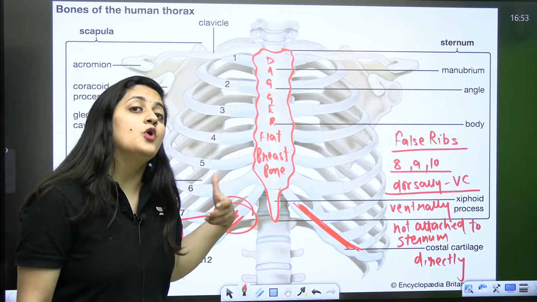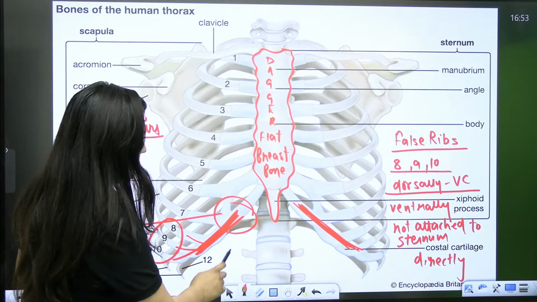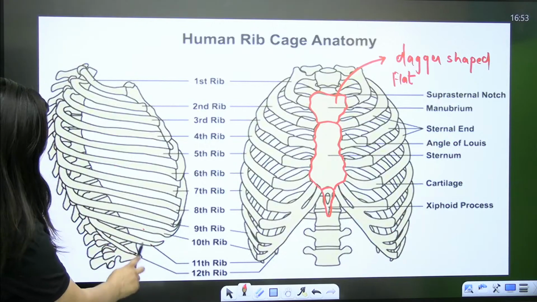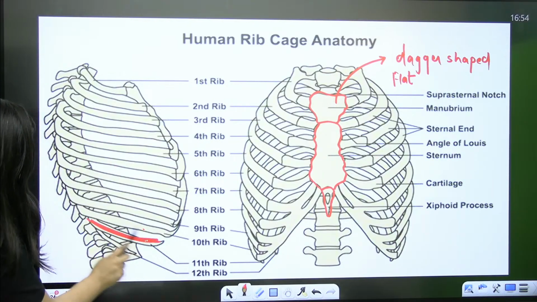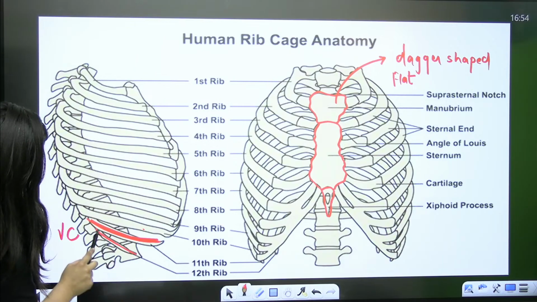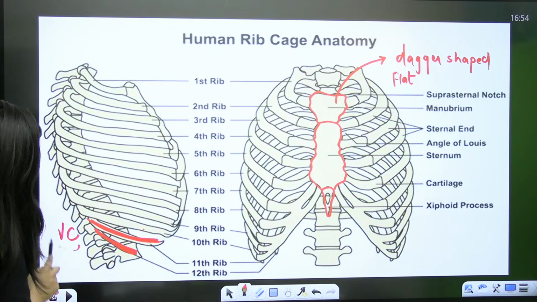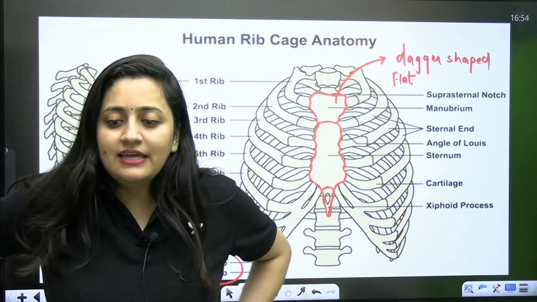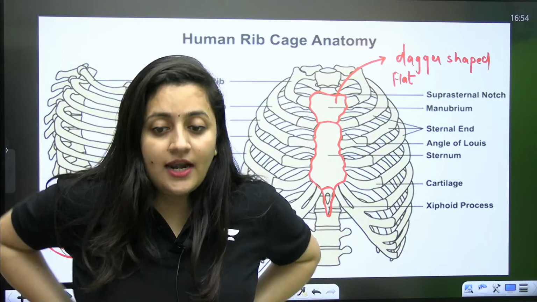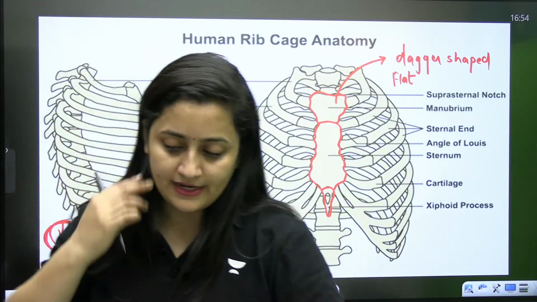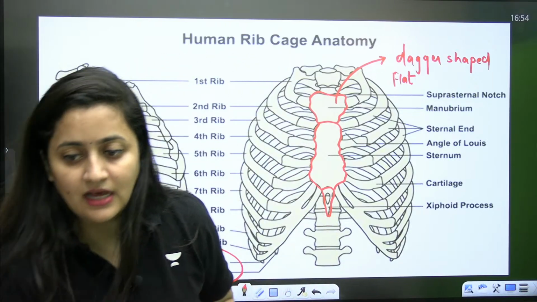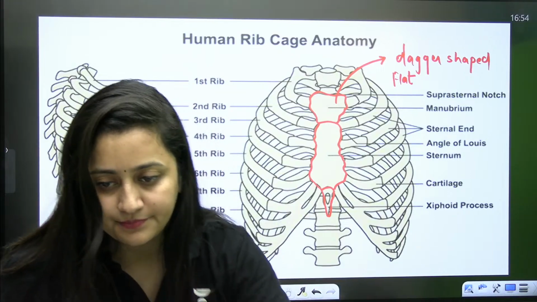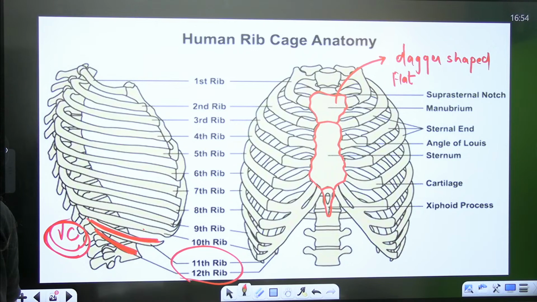that's why they are the false ribs, vertebrochondral ribs. Now the 11th, 12th pair is just attached to the dorsal side, to the vertebral column, and not at all attached to your sternum. That's why they are floating, because it is just fixed to one side. And they are basically protecting our kidneys. Understood?